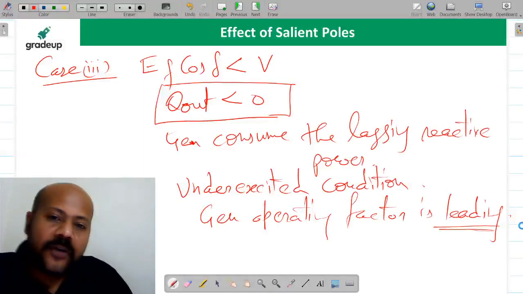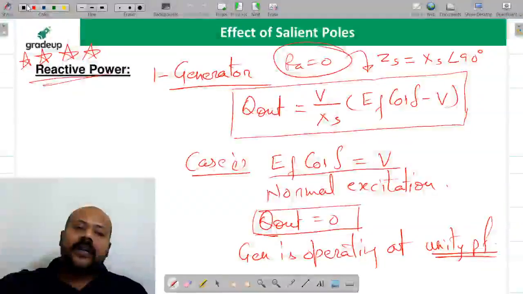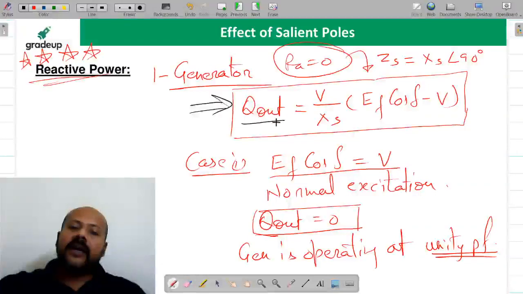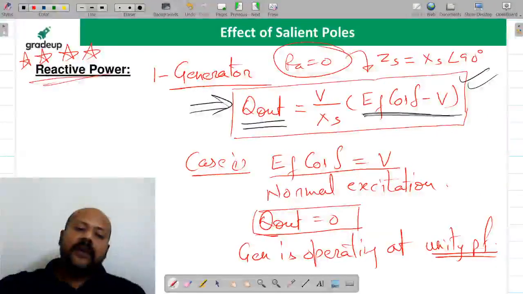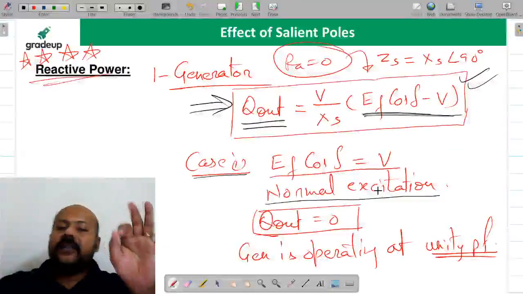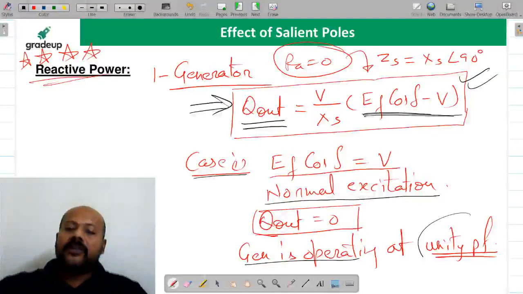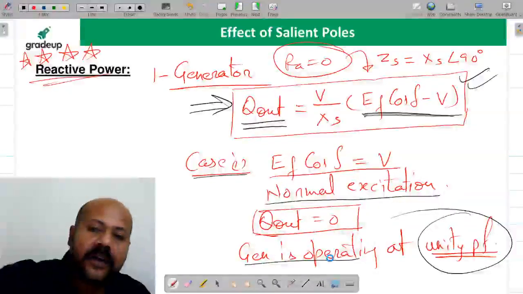Beta, what you want me to repeat, you tell me. Let me just summarize it once again so that you understand it better. First step, you write the generator reactive power output expression. This we have achieved yesterday. Now we are going to compare the relation between EF cos del and V. Case 1, if EF cos del is equal to V, it is the normal excitation case. Q out is going to be 0. Q out 0 means your generator is going to operate at unity power factor. I hope it is clear.